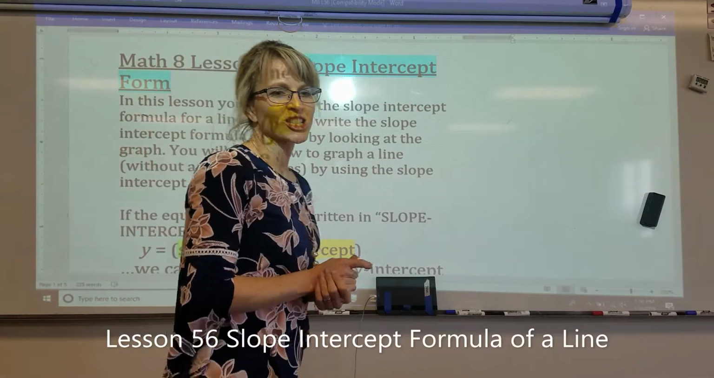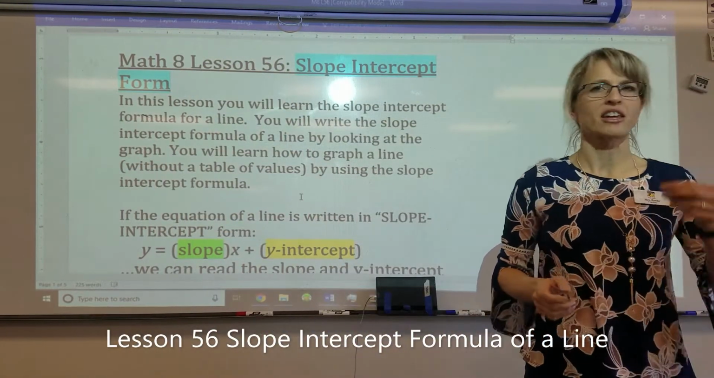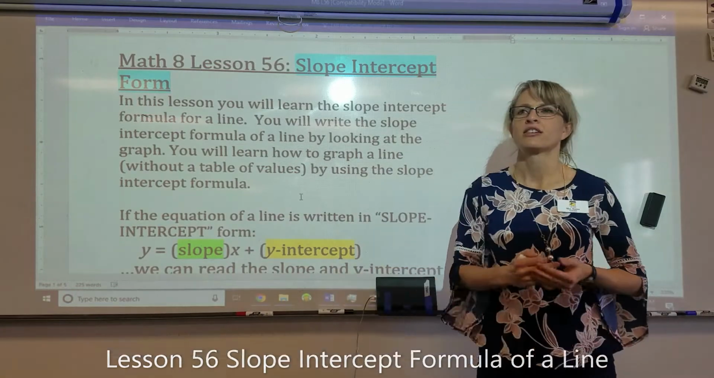All right, today's lesson is slope-intercept form. What's our objective, class? Get ready? Slope-intercept form.